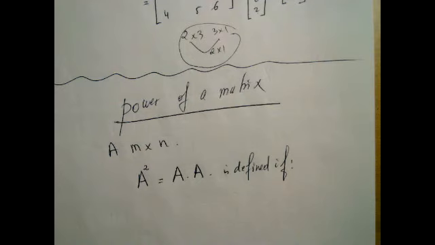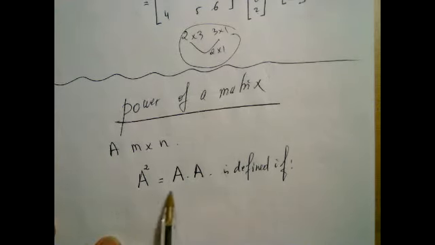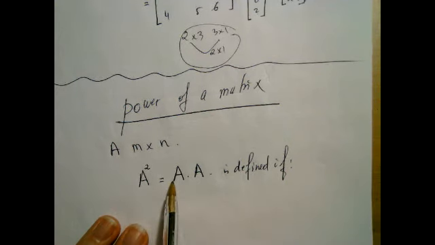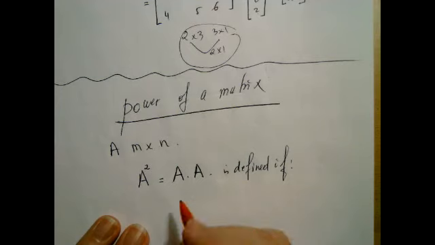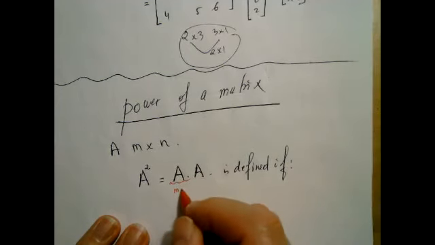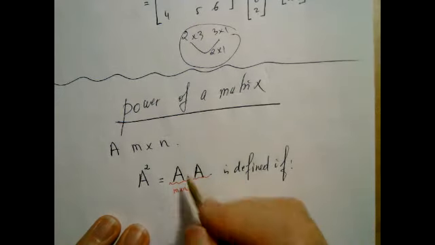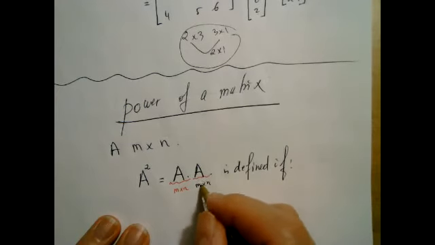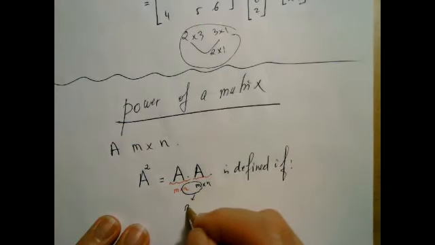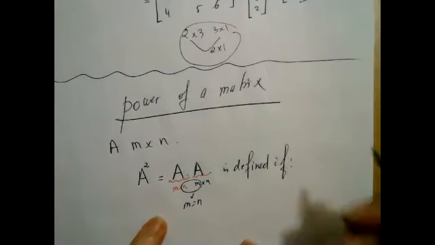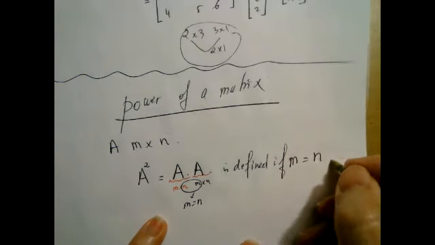Right. If M and N are equal. Absolutely. So we cannot take a power of one matrix unless this matrix has the same number of rows and the same number of columns. Now let us see why. If this is M by N, now I want to multiply it by A, and I want this to make sense. Those have to be equal. Otherwise, it doesn't make sense whatsoever. So it's defined if M equals N.